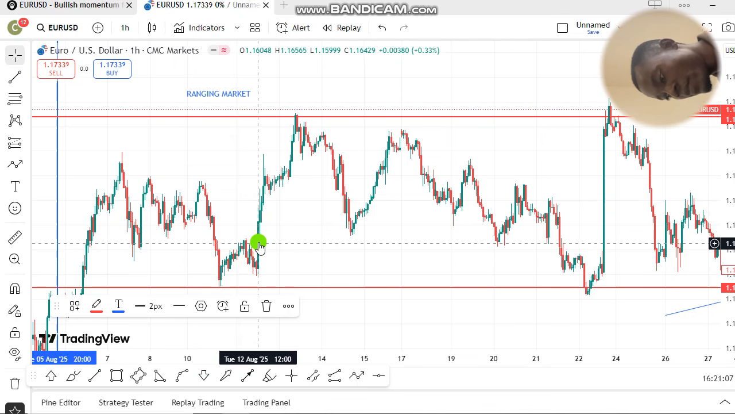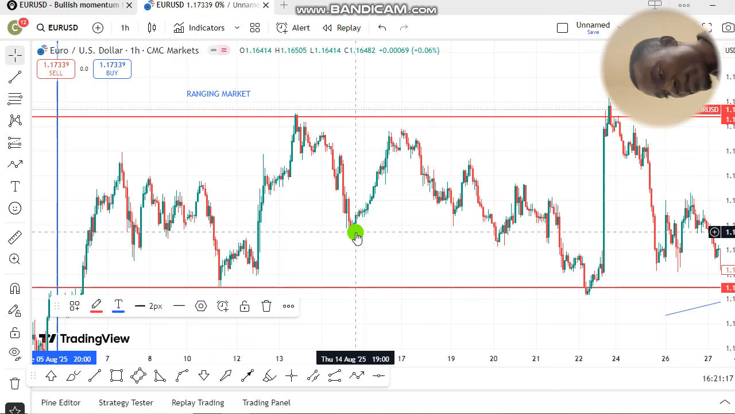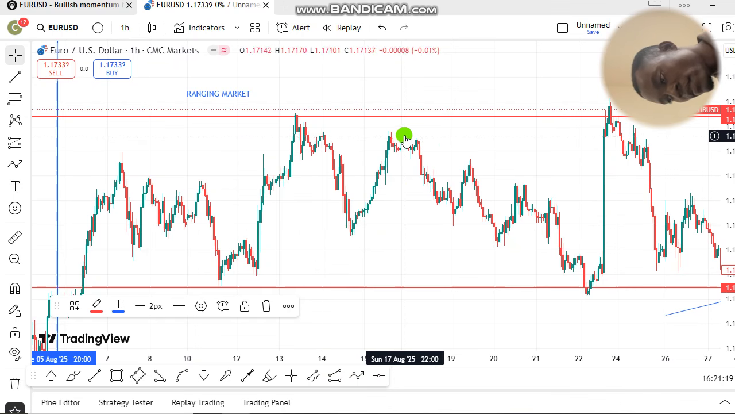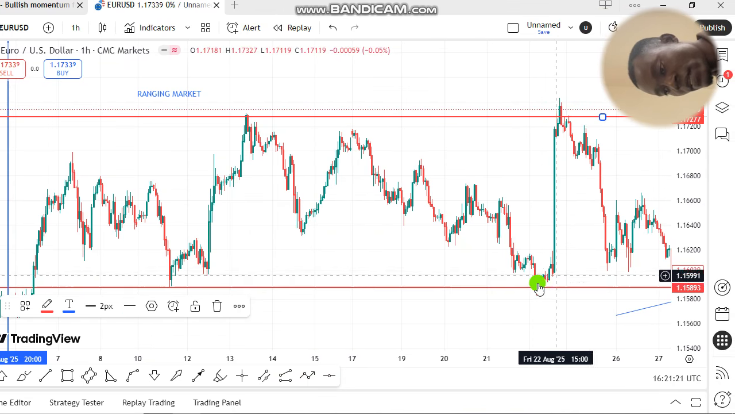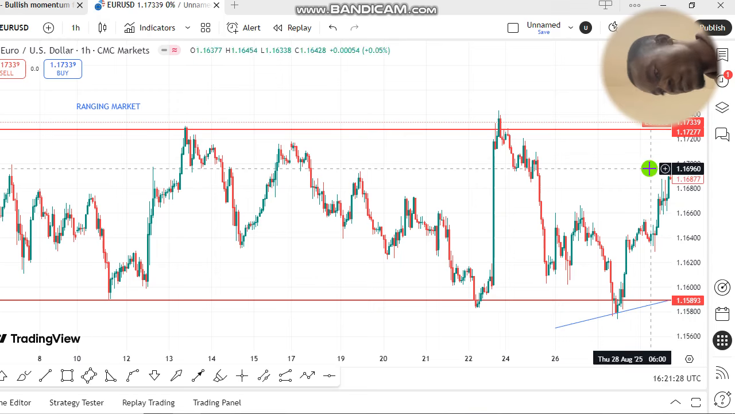Then the market was bought strongly until the market retested the resistance area again. Then we saw a bearish harami pattern again, and the market was sold. Then it bought again, respected the same area, and then was bought again. So guys, this is how we trade with the market structure.